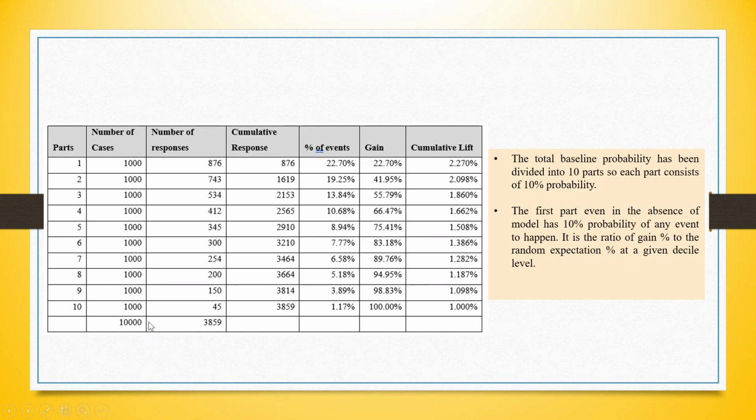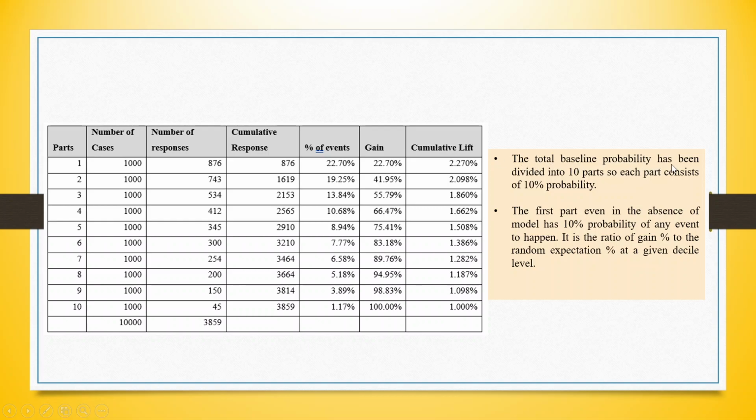Say, for example, we are having 10,000 cases. This will be divided into 10 parts. Each part will be assigned a 10 percent probability: 10, 10, 10, 10. Now, in this 1,000, the number of responses which we got in the first part is 876. In the second part, 743. So the cumulative is 876 plus 743, which is 1619. The percentage of the events which have occurred in the first part is 876 divided by 3859, the total. So that is 22.70 percent.